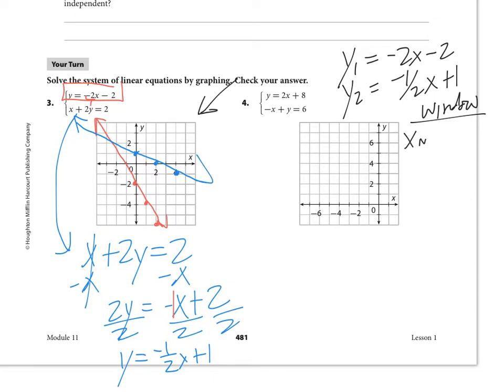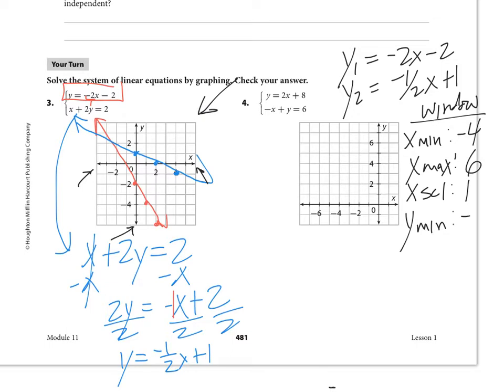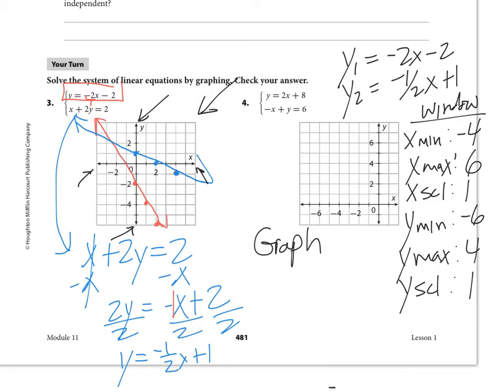So my x min goes to right here, which is at negative 4. My x max goes to right here, which is at 6. And my x scale, my x-axis, those are all going by 1s. My y-min, I look down here. My y-min is at -6. My y max, go to the top up here, that is at 4. And my y scale is 1s. Then I press graph. I should be able to see where they intersect.